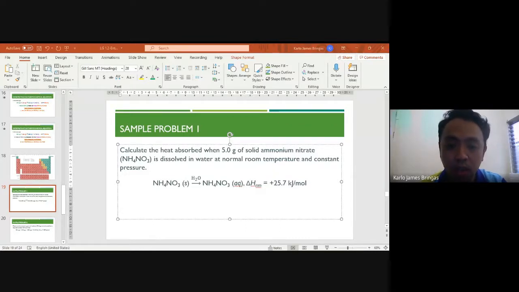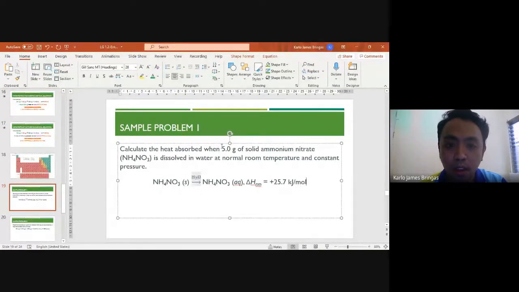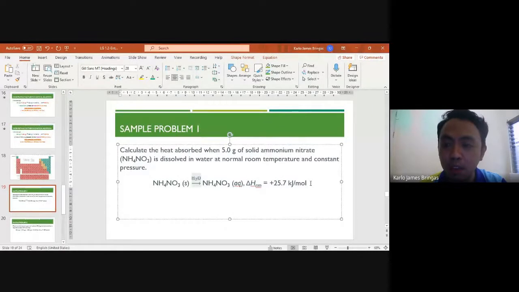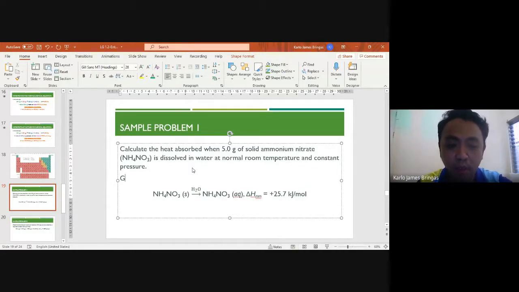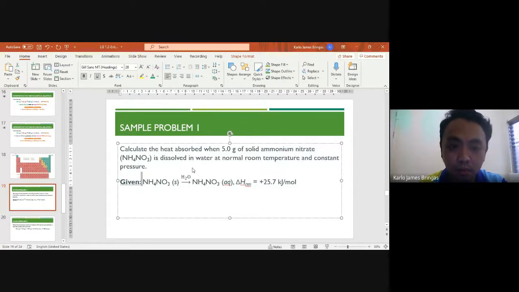So what we do now, so we're interested to find how much heat is being absorbed. So summarize muna natin ha. What we're given here is the following equation. So we're given the following information. So namely, our balanced thermochemical equation, which is this one. So that's always very important to have.